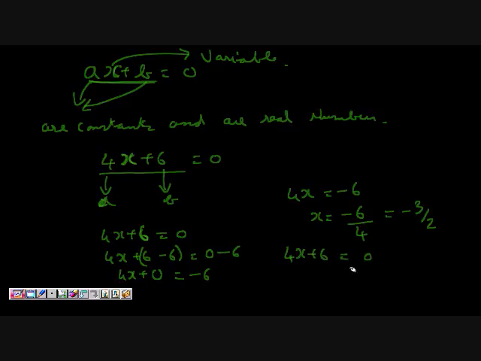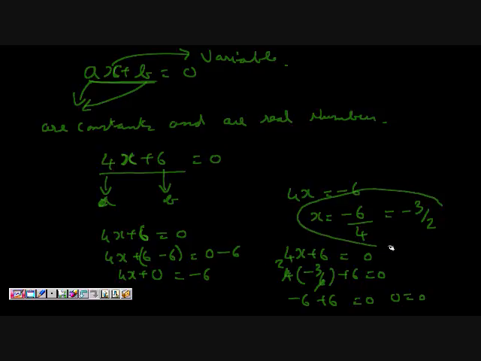So 4 into x, which is minus 3 by 2, plus 6 is equal to 0. So this cancels out. So 2 minus 3 minus 6 plus 6 equals 0. So 6 minus 6 is 0. So 0 equals 0. So this equation holds true. That means that in order for this equation to be true, x is equal to minus 3 by 2.